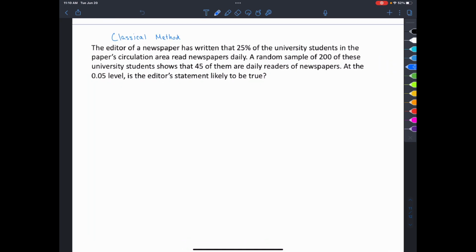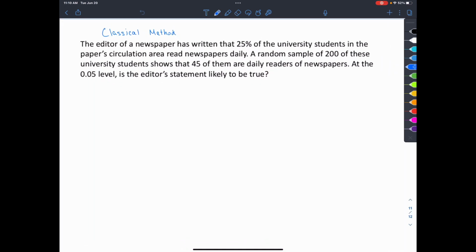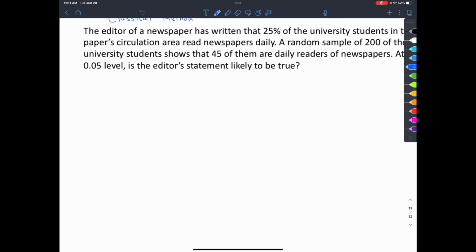So here's our question. We're going to use the classical method. The editor of a newspaper has written that 25% of university students in the paper's circulation area read newspapers daily. A random sample of 200 of these university students shows that 45 of them are daily readers of the newspaper. At the 0.05 level of significance, is the editor's statement likely to be true? Okay, so we're doing the classical method.